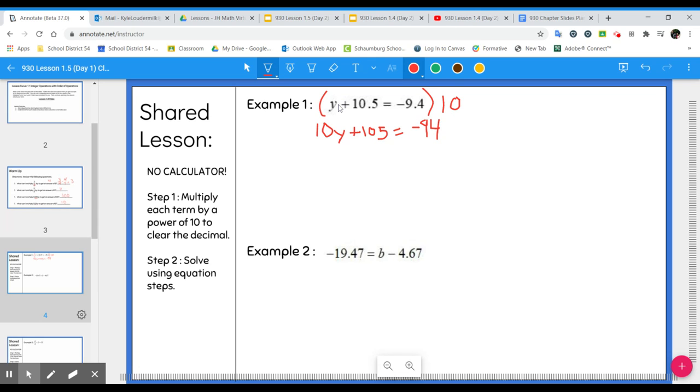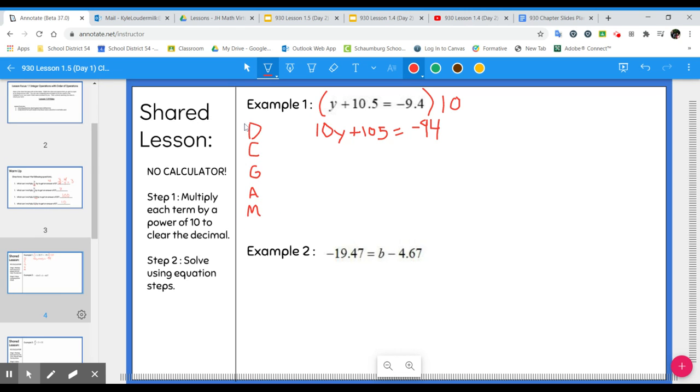And again, all I did was multiply each by 10. So 10 times y is 10y, 10 times 10.5 is 105, 10 times negative 9.4 is negative 94. Just moving decimal places. Now again, if I follow along with those steps that I had alluded to a couple lessons back, DCGAM, nice little checklist.